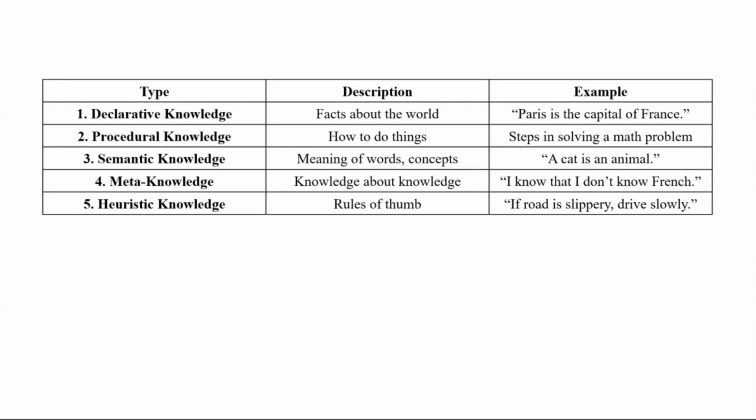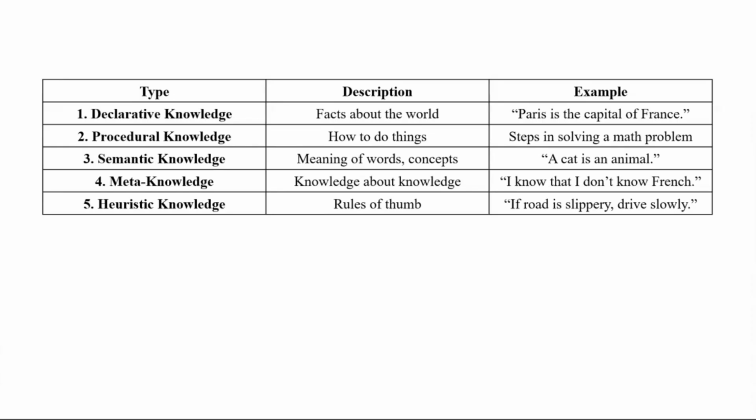So the first one is declarative knowledge. Declarative knowledge is all about facts. It tells us what is true about the world. Think of it as information that you can simply state or declare. For example, Paris is the capital of France. The earth revolves around the sun. Water boils at 100 degrees Celsius. These are all facts. They don't tell us how to do something. They simply describe reality. In AI, declarative knowledge is stored as facts or statements that the system can use whenever needed.